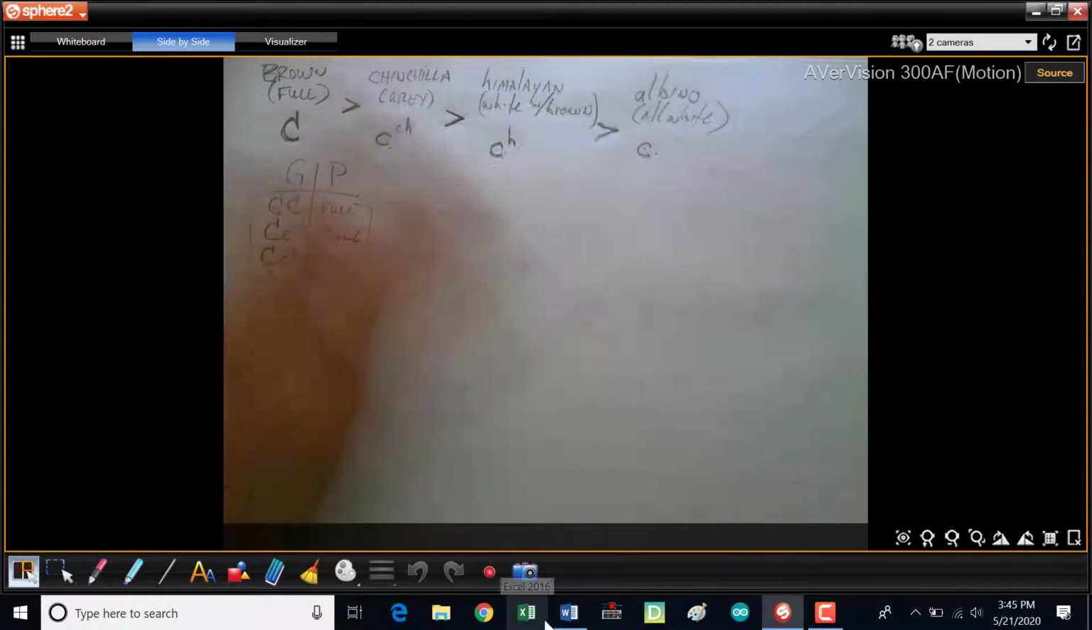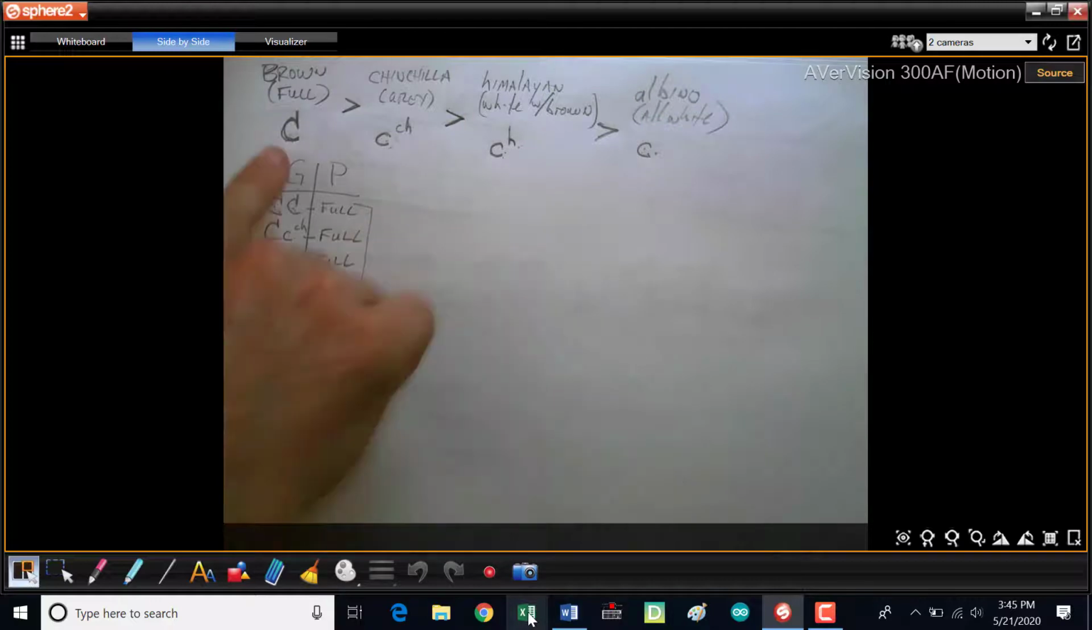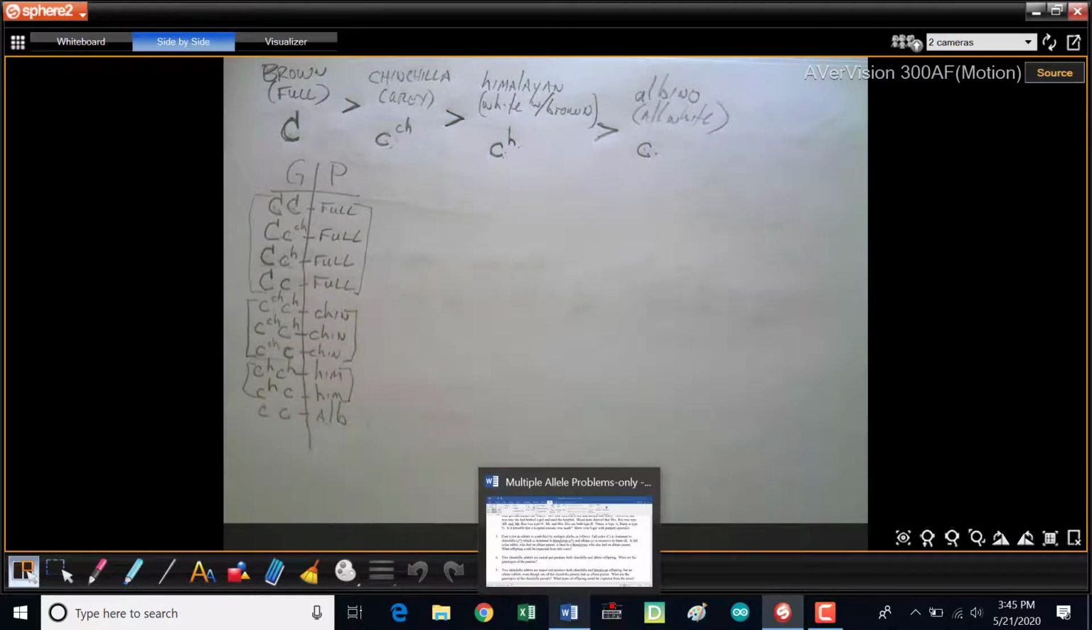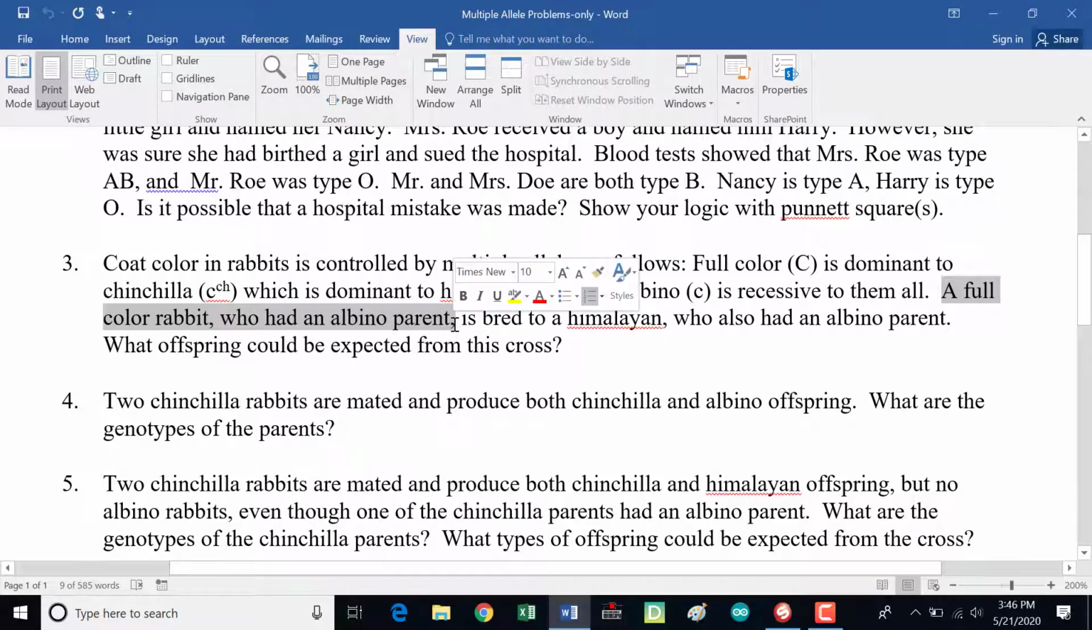All of this is the same for any of these rabbit problems I'm going to be doing. They're going to have 4 alleles possible with this set of dominants, and this is the GP chart for them. So let's look at this specific question. It says, a full-colored rabbit who had an albino parent. It's telling us about a rabbit and its parents.